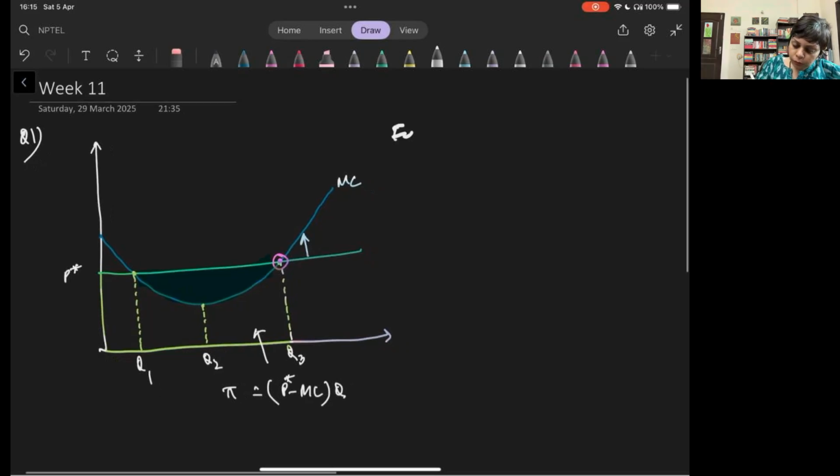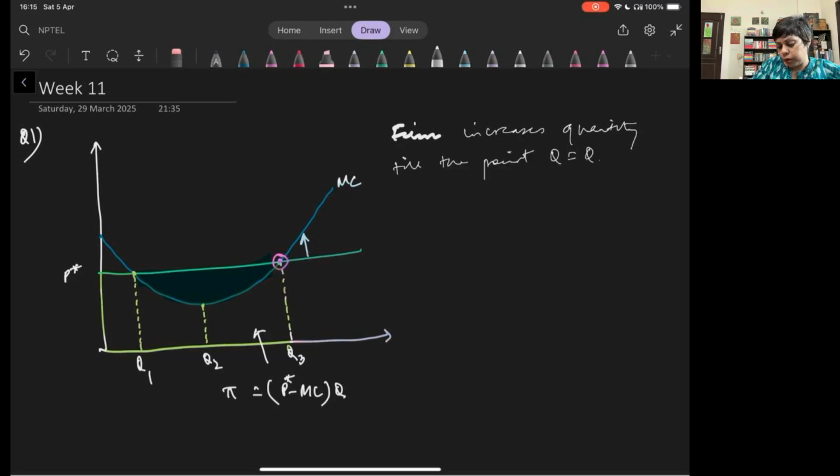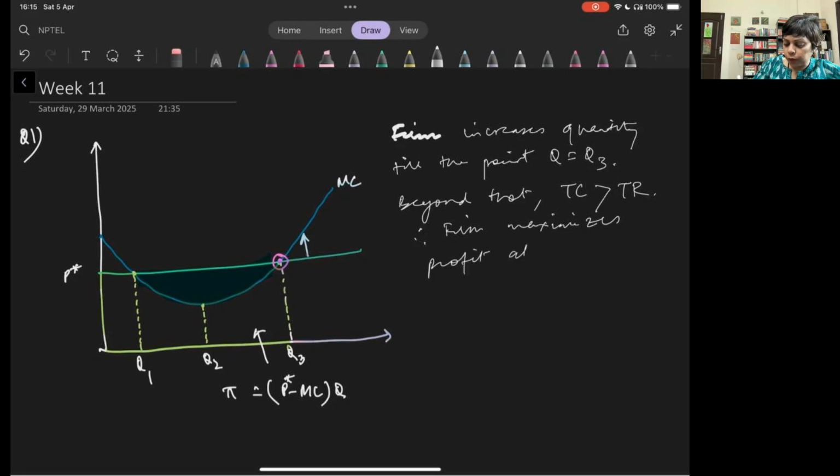So the firm increases quantity till the point Q is equal to Q3. Beyond that, total cost is greater than total revenue. Therefore, the firm is maximizing profit at Q is equal to Q3.